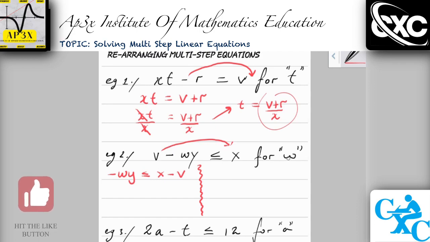Now I'm looking for w. That means I need to get rid of negative y. So I'm going to say negative wy divided by negative y, and so therefore that's going to be greater than or equal to x minus v divided by negative y. All right, so the negative cancels the negative and the y cancels the y, so we end up here with w is greater than or equal to.